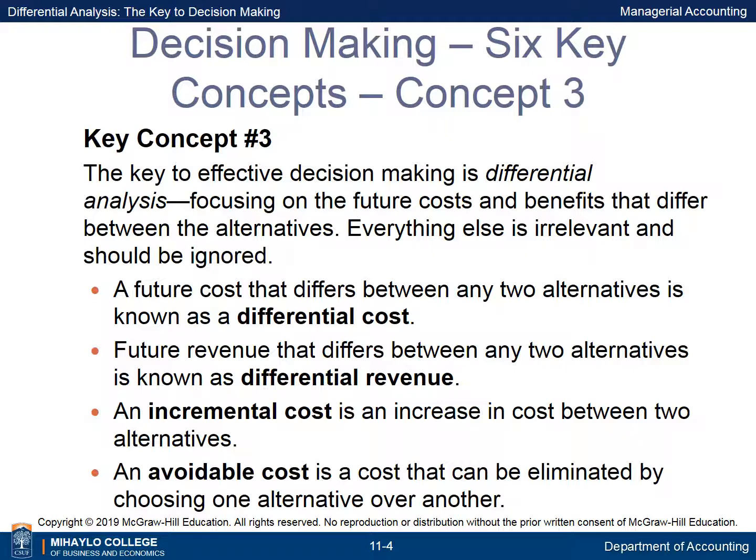A future cost that differs between any two alternatives is known as a differential cost. Future revenue that differs between any two alternatives is known as differential revenue. An incremental cost is an increasing cost between two alternatives. An avoidable cost is a cost that can be eliminated by choosing one alternative over another.